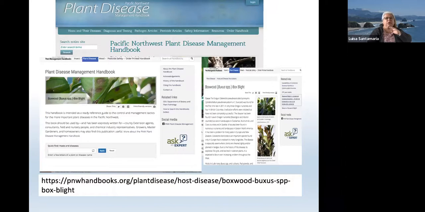I don't want to forget about this, which is available for everybody. This is the Pacific Northwest Plant Disease Management Handbook, available online. You can find any disease and all the management references, and also there is a list of the chemicals that can be used. This handbook is updated every year, and all the chemicals are labeled for the Western region, which I found valuable for all the growers.